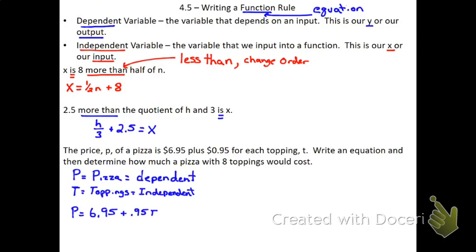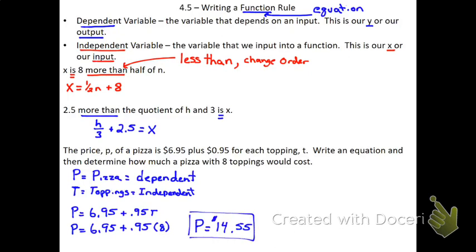The problem then asks us to substitute 8 for our toppings. So our new equation is P equals $6.95 plus our 95 cents, and they want to know how much a pizza would cost if we had 8 toppings. When you plug that into your calculator, you're going to get that your pizza would cost $14.55. Good.